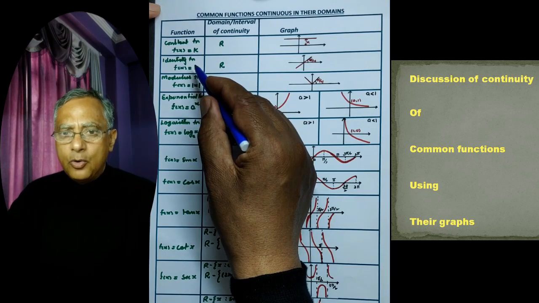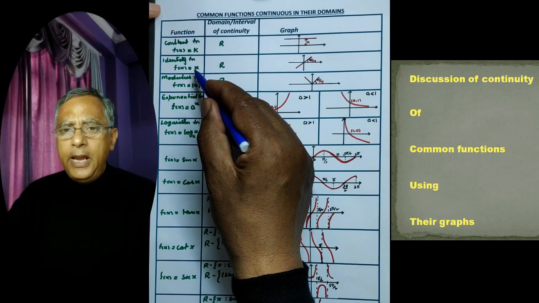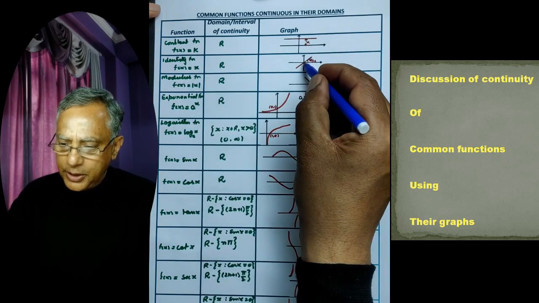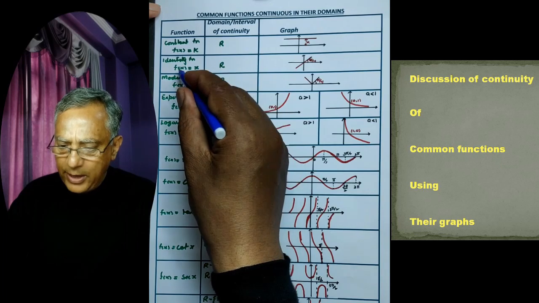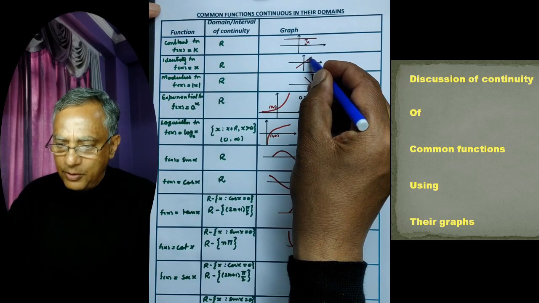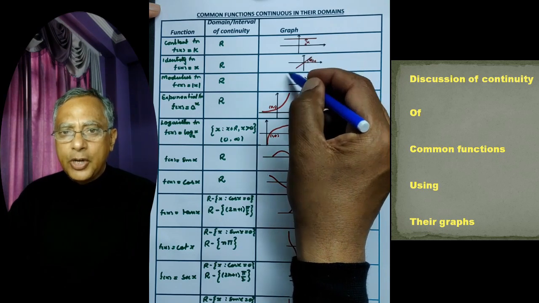Linear in 2 dimensions represents a straight line. To plot a straight line you need only 2 points. 2 points define a complete straight line. So let x be equal to 0. When x is 0, the value of the function is 0. (0, 0) is 1 point. At x equal to 1, the value of the function is 1. We join these 2 points and get this straight line.